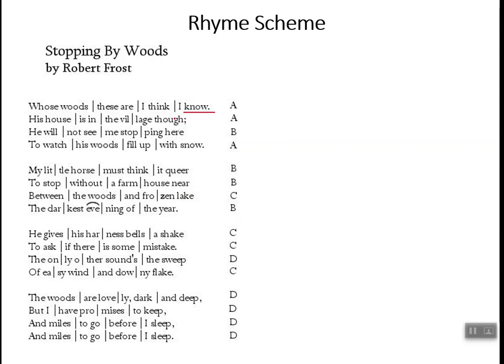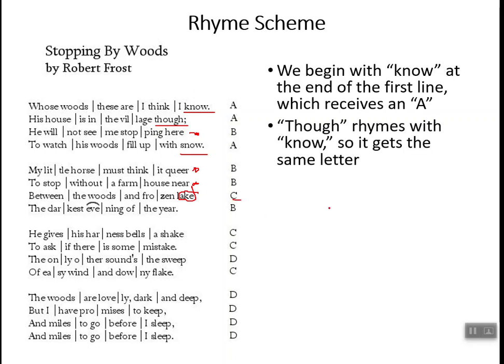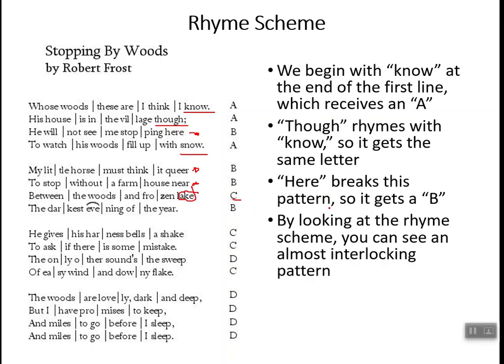So no rhymes with though and snow. Okay. Here does not rhyme with no and though, so it gets a B. This starts our pattern. This breaks it up. Then queer and near rhyme with here. And then lake, again, breaks that pattern, so it gets a C.